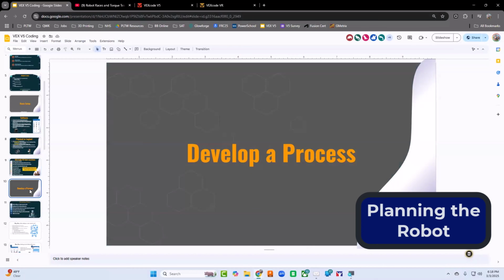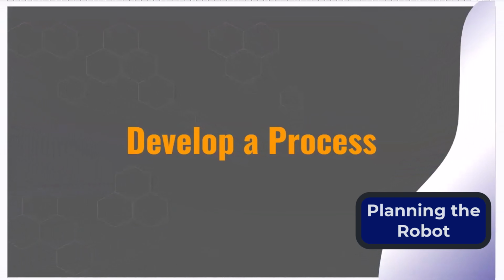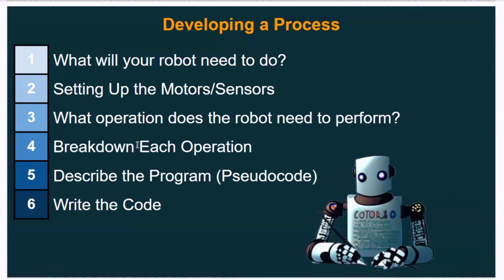Here's kind of the process we use with our kids. First, we need to know, all right, what is our robot supposed to do? And then we need to think about what motors and sensors are we going to have to make that happen? And then what operation do we need to do? And then we kind of break it down. For those of you that were RobotC people, we used to call it pseudocode. So what we would do with that is we would take the code and convert it over to human language, basically.